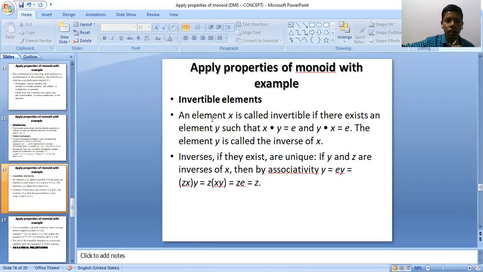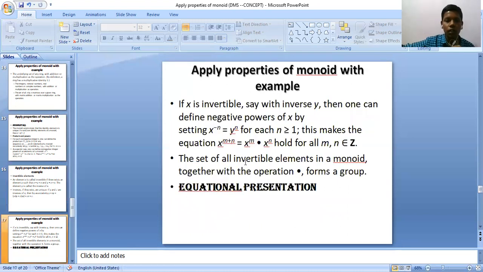Invertible elements. An element x is called invertible if there exists an element y such that x dot y equal to E and y dot x equal to E. The element y is called the inverse of x. Inverses, if they exist, are unique. If y and z are inverses of x, then by associativity y equals Ey equals (zx)y equals z(xy) equals zE equals z.